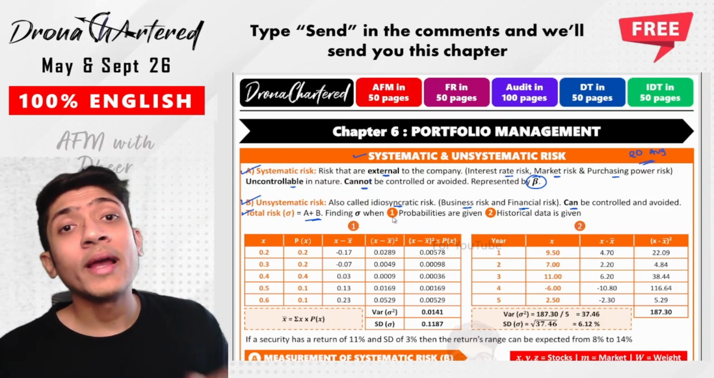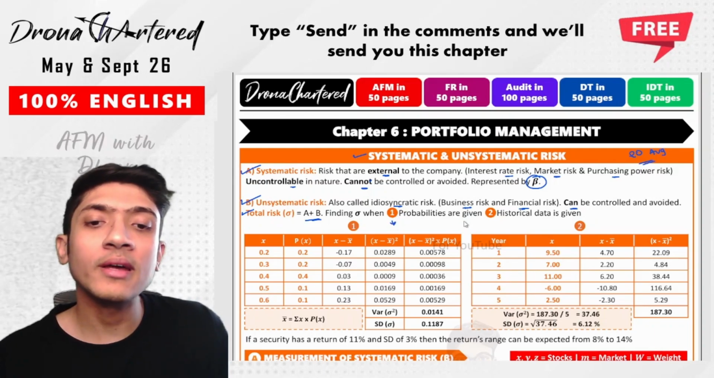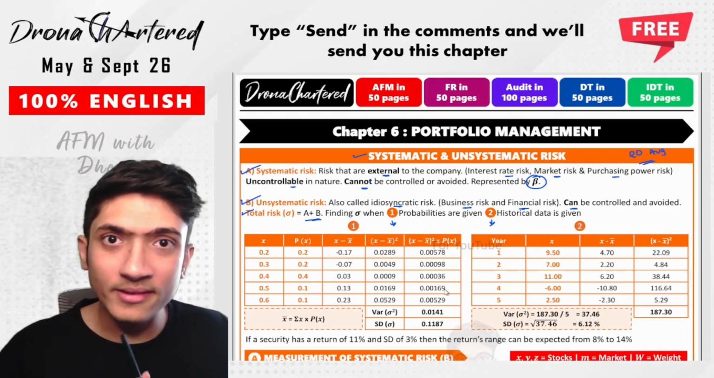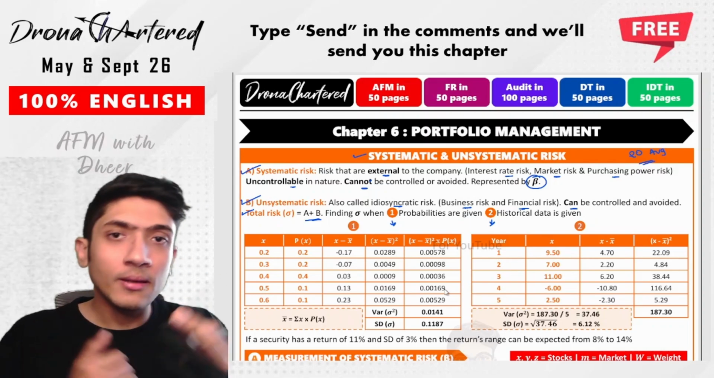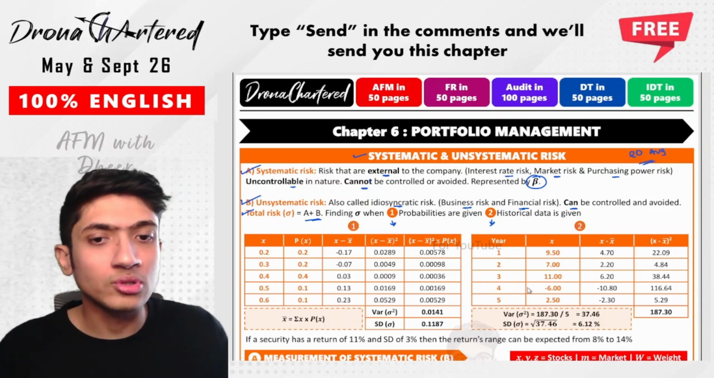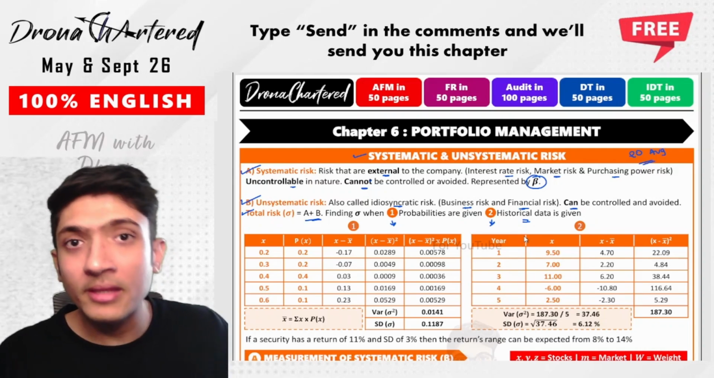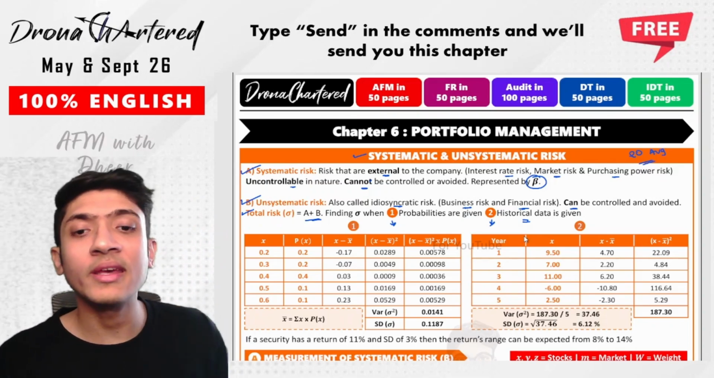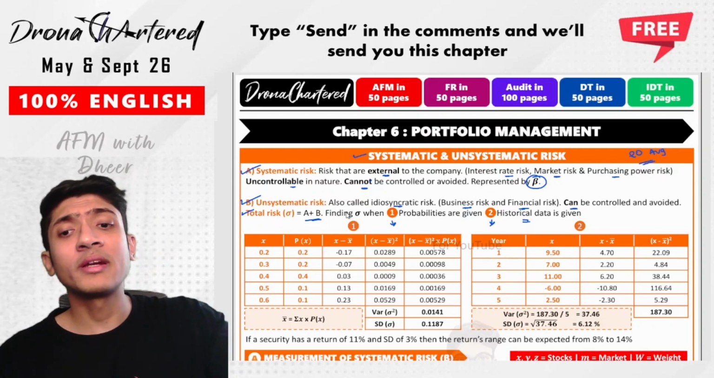Now let's see how to calculate standard deviation in two cases: first, when probabilities are given, and second, when historical data is given. Whenever you are calculating standard deviation, they will either give you data from the past to calculate the standard deviation of the future, which is your historical data, or they might give you probabilities of different prices or different events, which is your probability method. So let's start with the probability method first.